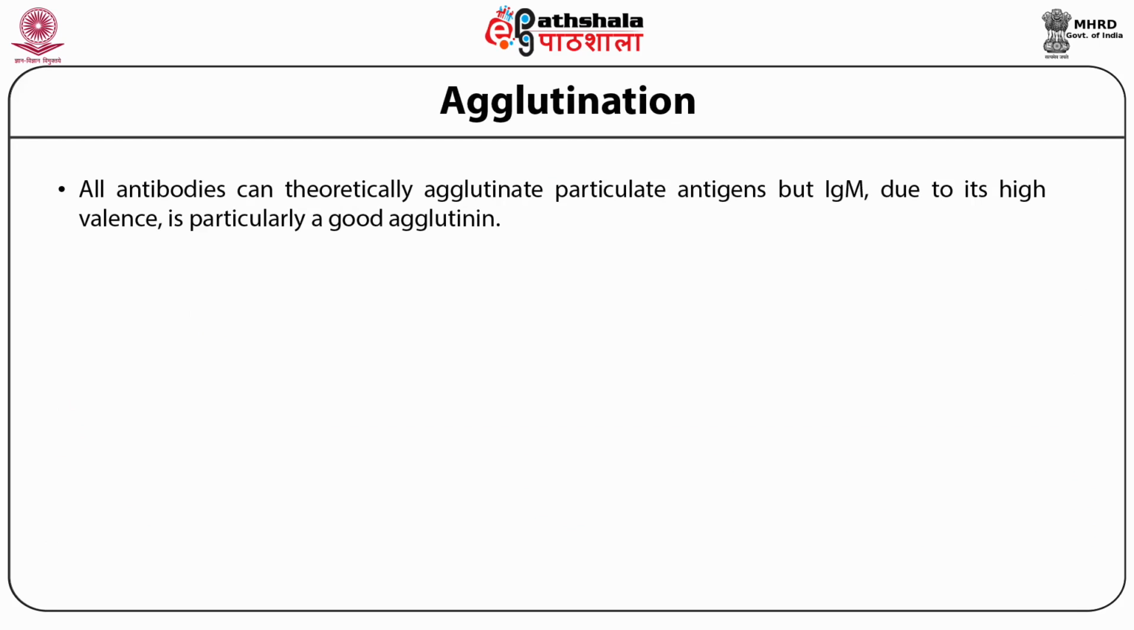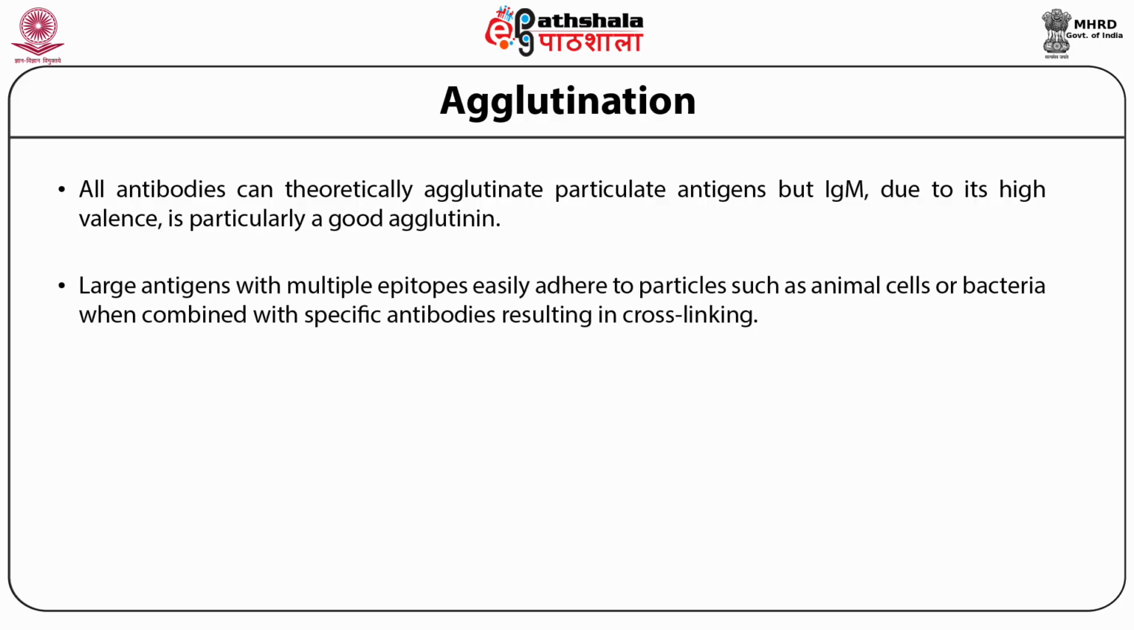All antibodies can theoretically agglutinate particulate antigens, but IgM, due to its high valence, is particularly a good agglutinin. Large antigens with multiple epitopes easily adhere to particles such as animal cells or bacteria when combined with specific antibodies, resulting in cross-linking. The process of agglutination involves two basic steps, the first being sensitization and the second lattice formation.